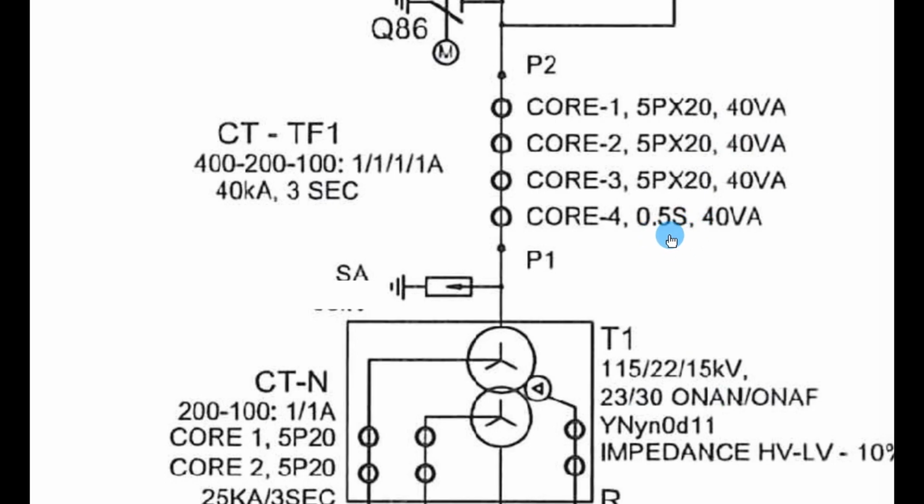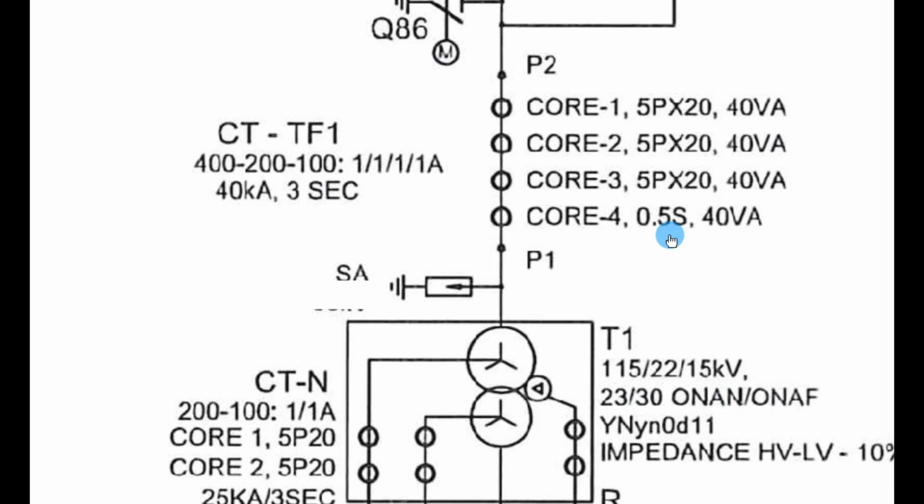It stands for a metering class. This can be used only for metering. For metering there will be very little error and the accuracy will be more, from 1% to 120%. The accuracy will be very high in this core.